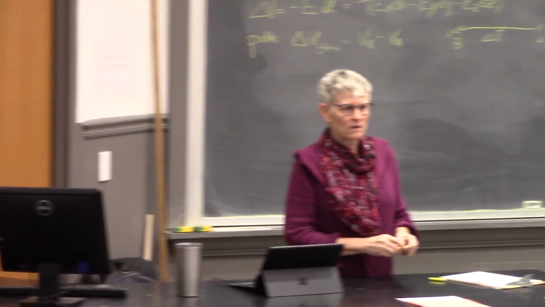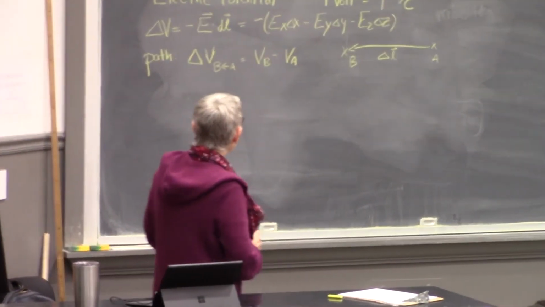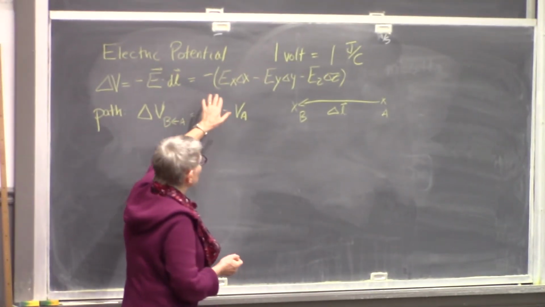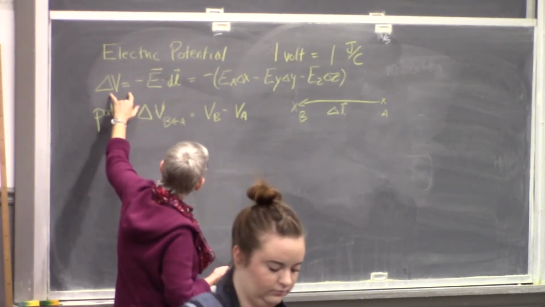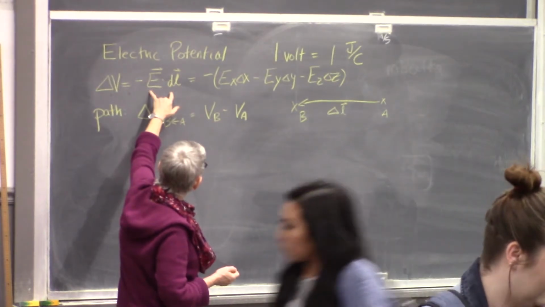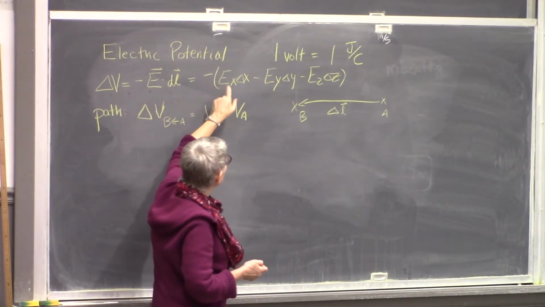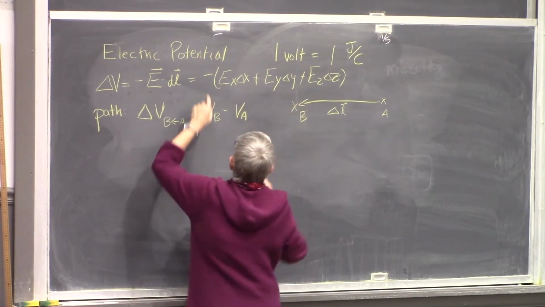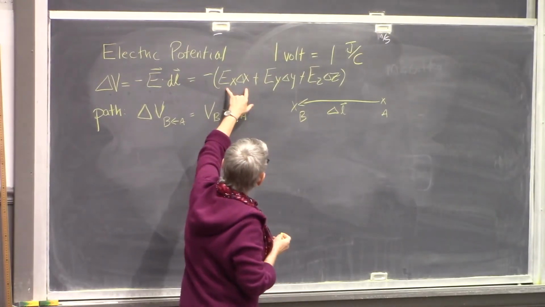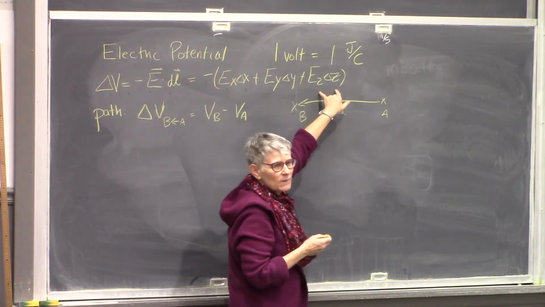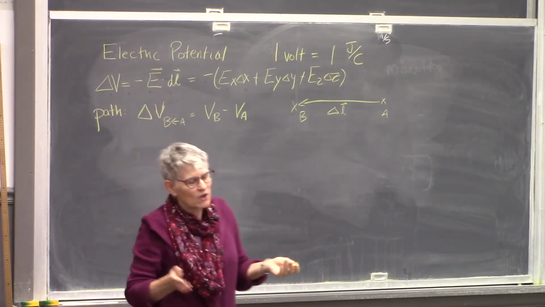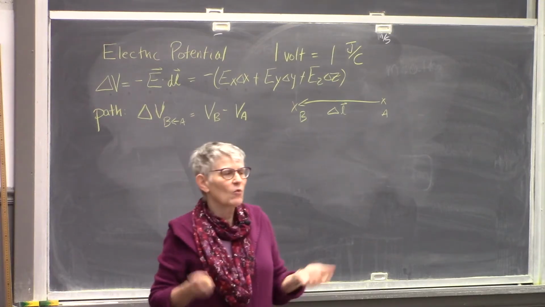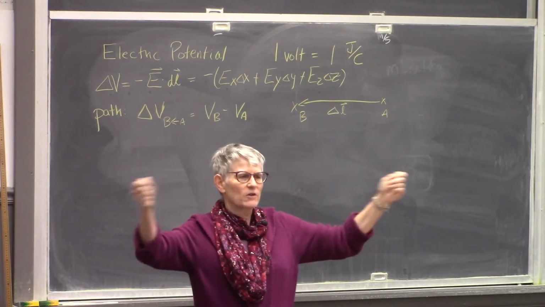So what are we doing today? Well, we're talking about electric potential. And last time we defined potential differences as the sum of minus E sub x delta x plus E sub y delta y plus E sub z delta z, which can be expressed as the vector dot product E dot dl, where dl is our displacement.